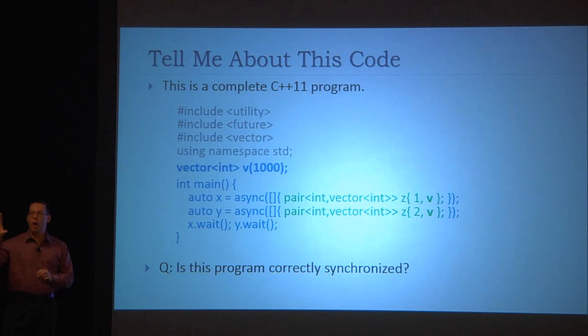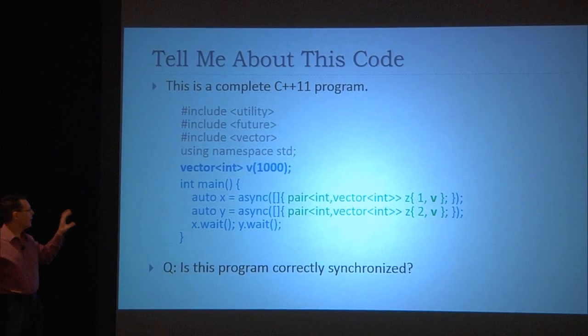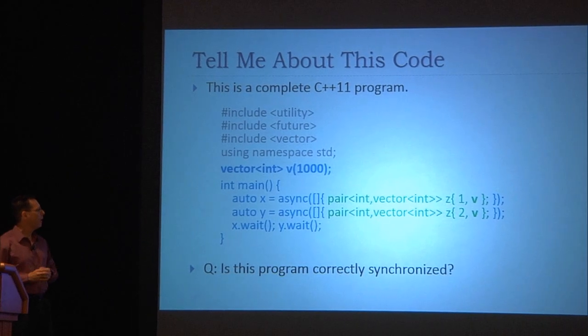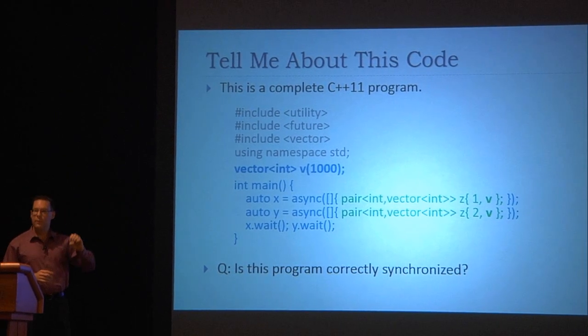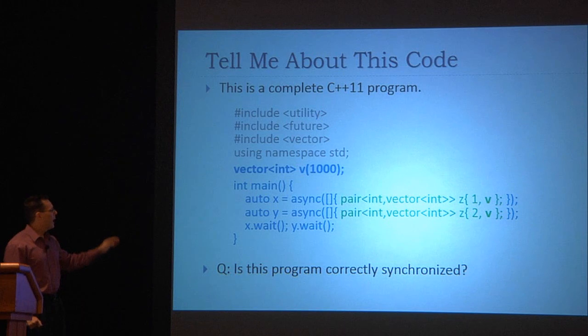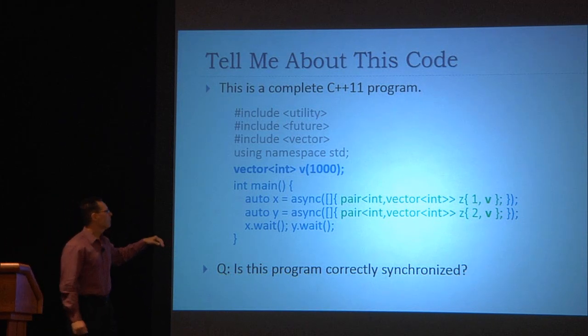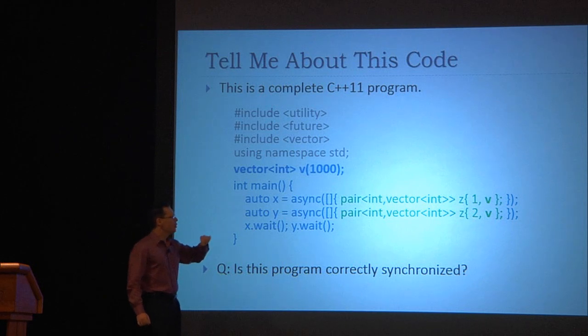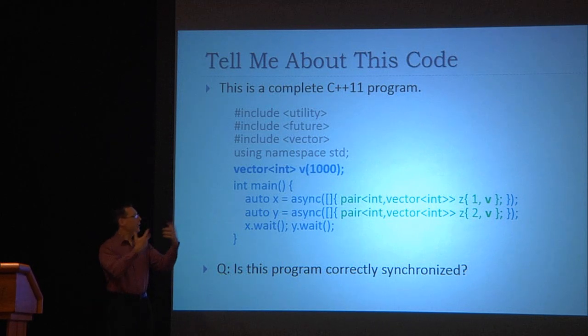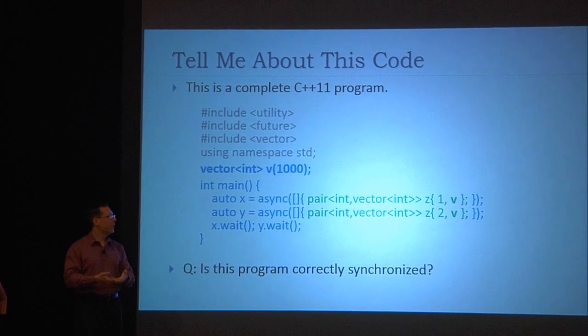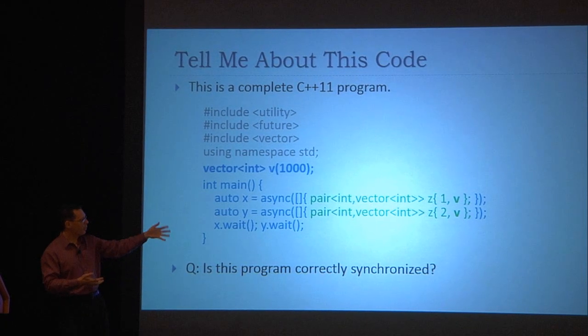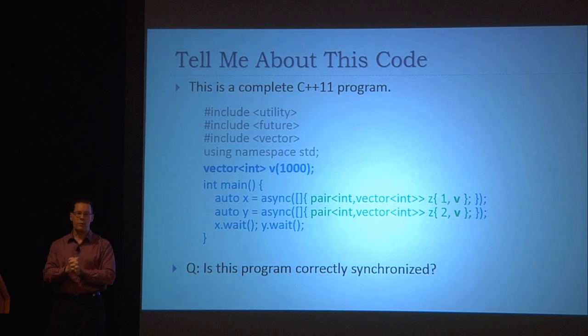Let's always start with code. So take a look at this code, and the header stuff is grayed out. The key parts are the 4 main lines. I've got a vector of int, which is some size I populate. I'm going to launch 2 async operations and then wait. Each async operation is simply going to create a local pair of int and vector of int, initialized with either 1 or 2, and then a copy of that vector.